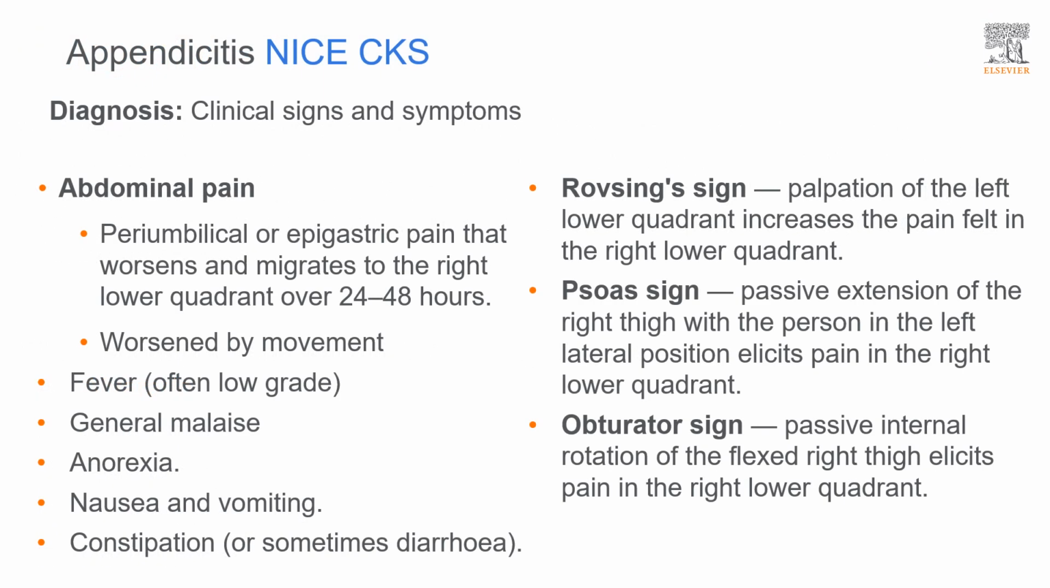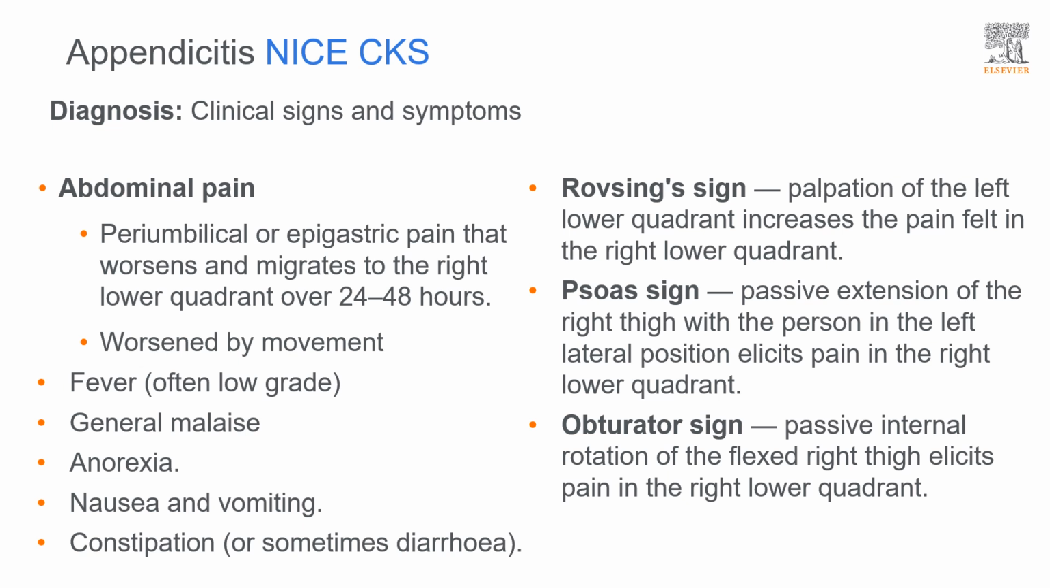Appendicitis describes acute inflammation of the appendix. It is a clinical diagnosis made with key signs and symptoms. Typical features are abdominal pain, classically migratory abdominal pain that starts in the periumbilical area, that worsens and migrates to the right lower quadrant, becoming sharp and localized over 24 to 48 hours.